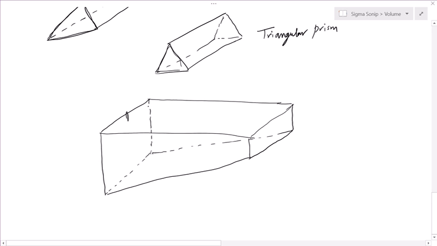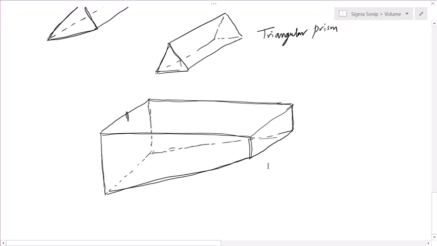Is it a prism? Yes, it is a prism. Why? Because you got two faces. One face is this trapezium, the other face is the other trapezium, that one in the back, and these two bases are connected. So you could call it a trapezoidal prism.